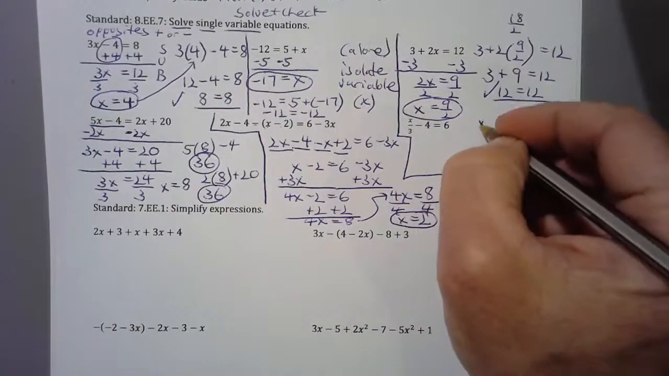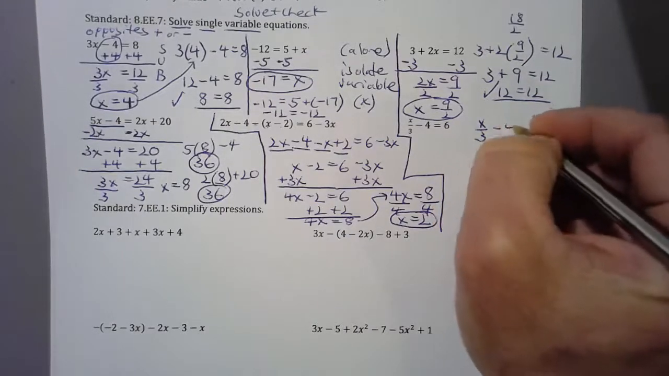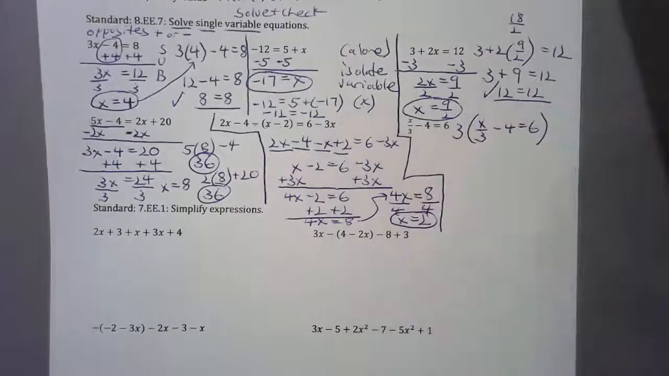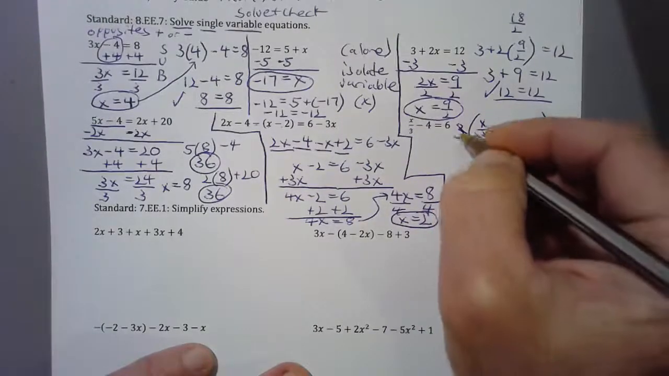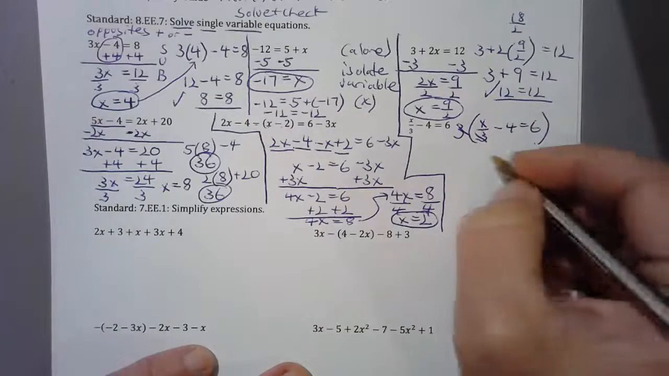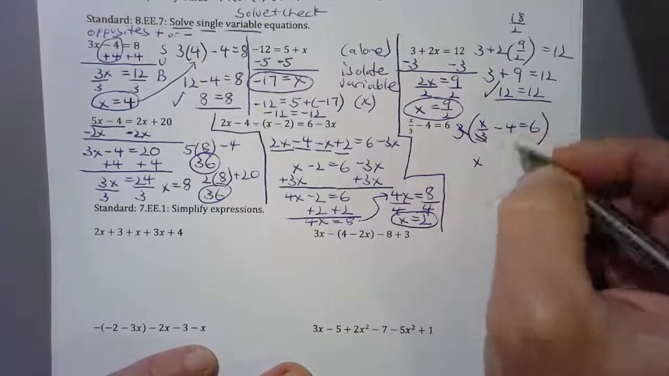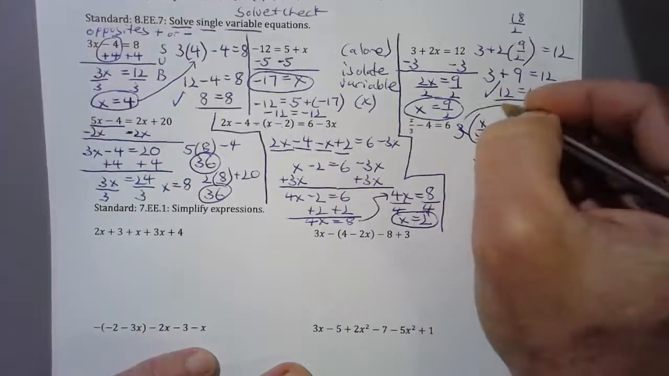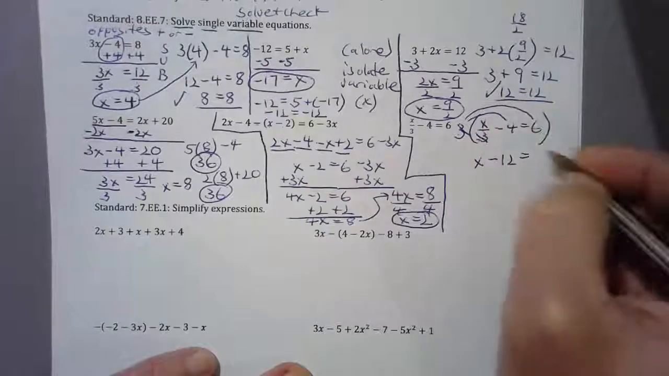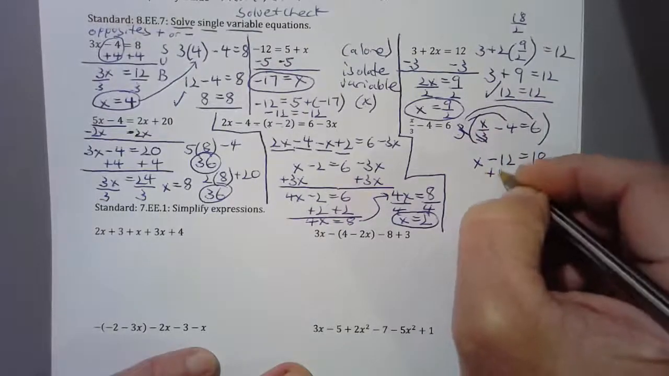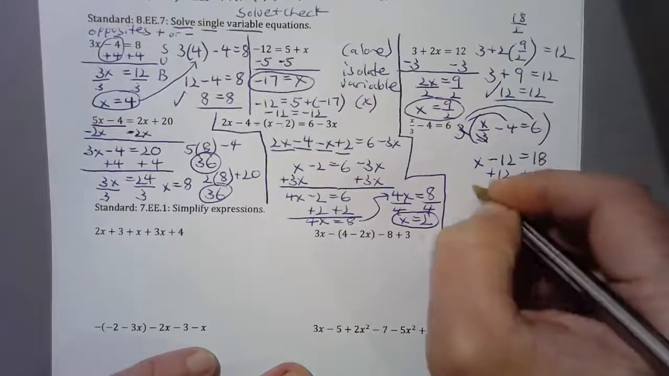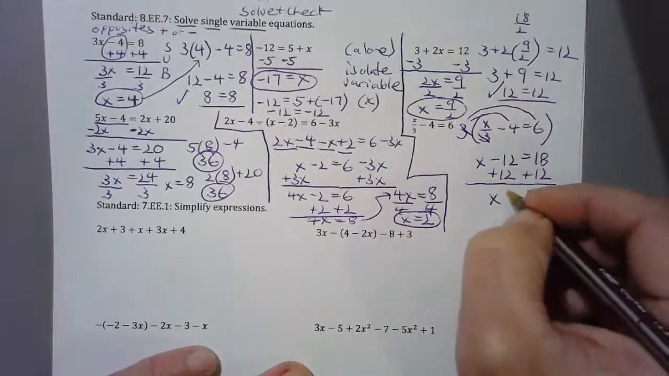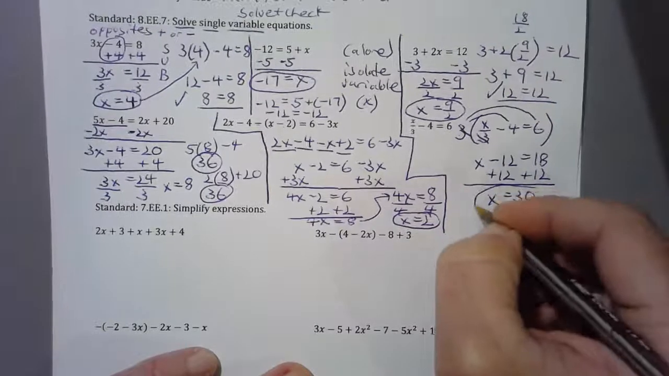Okay, if I have x over 3 minus 4 equals 6, if I multiply the whole thing times 3, you would say they cancel out. I say it makes 1 x. 3 times negative 4 is negative 12, and 3 times 6, here's the distributive property, 18. Add 12 to both sides, and what started out looking ugly with a weird fraction with x on top ends up looking pretty. 30.